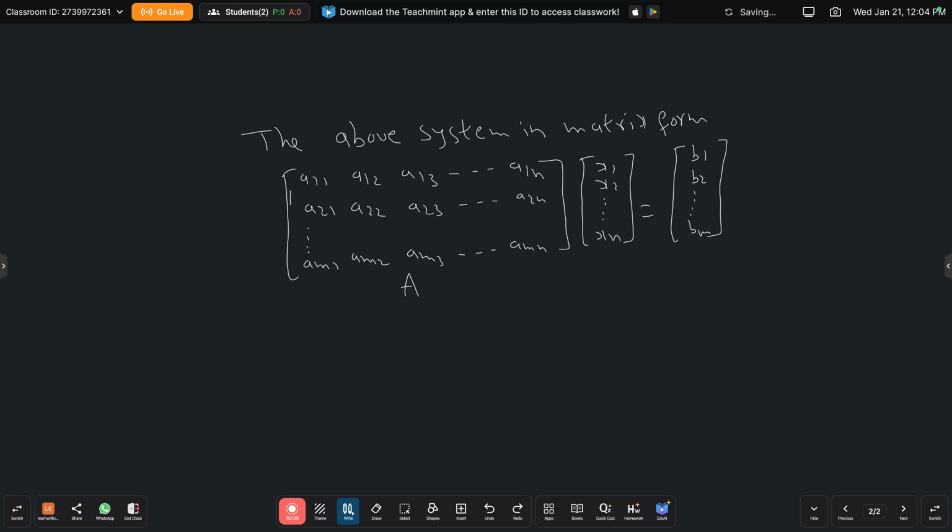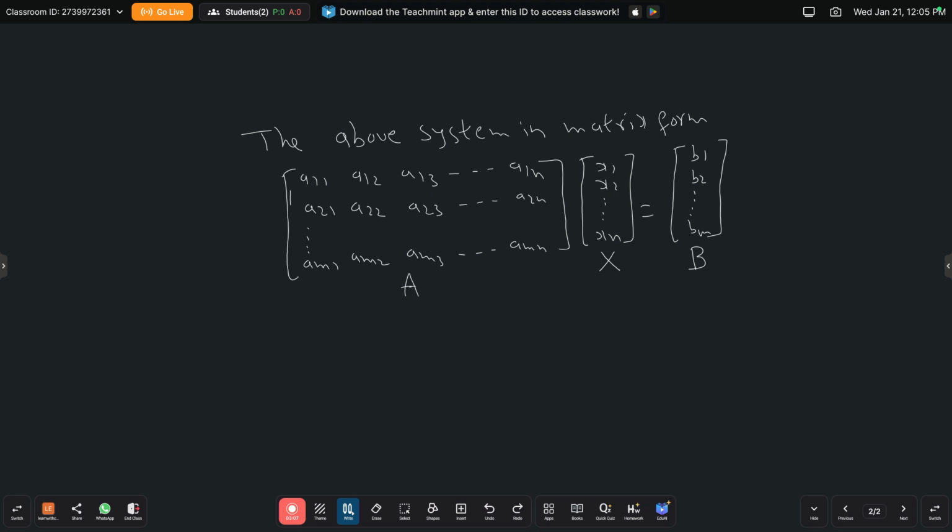All the coefficients are written in one matrix and it is denoted with capital A and is known as the coefficient matrix. All the variables are written in a column matrix and this column matrix is denoted with X, the variable matrix. Next, all the constants are written in one column as b1, b2 and so on bm and it is denoted with capital B and known as the constant column matrix.